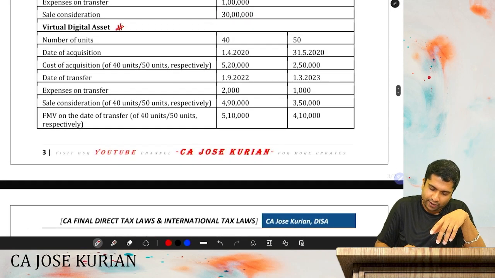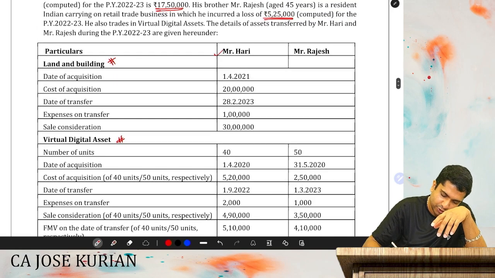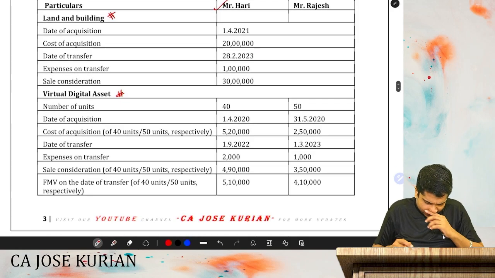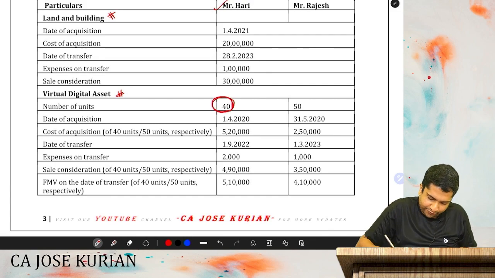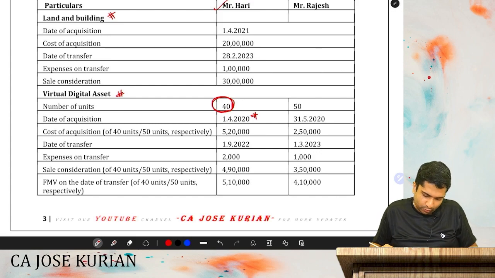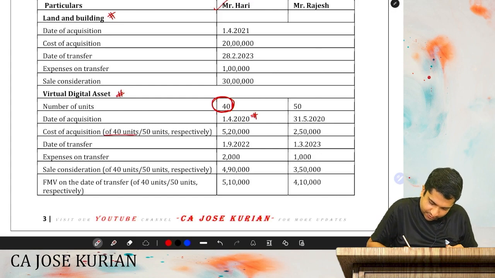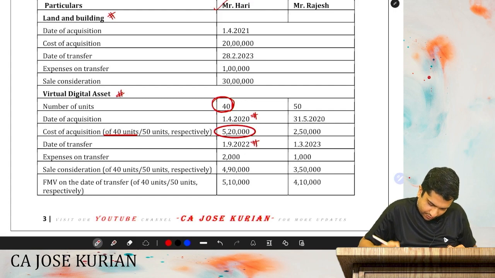So let's understand what exactly is the impact of loss on transfer of virtual digital assets of Mr. Hari. So let's go back to the paragraph. So this question is in relation to Mr. Hari. Now, the number of virtual digital assets, that means units, he has 40 units. Date of acquisition is 2020. Now, cost of acquisition of these 40 units is 5,20,000. Date of transfer is 2022. Expenses on transfer is given. Sale consideration is given, that is 4,90,000.